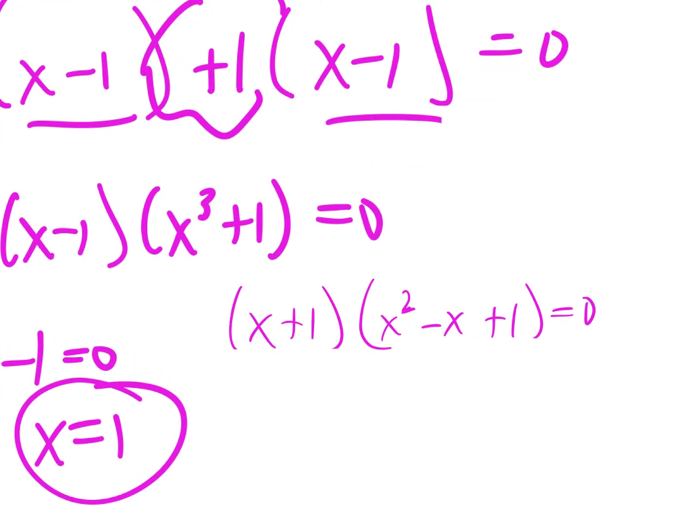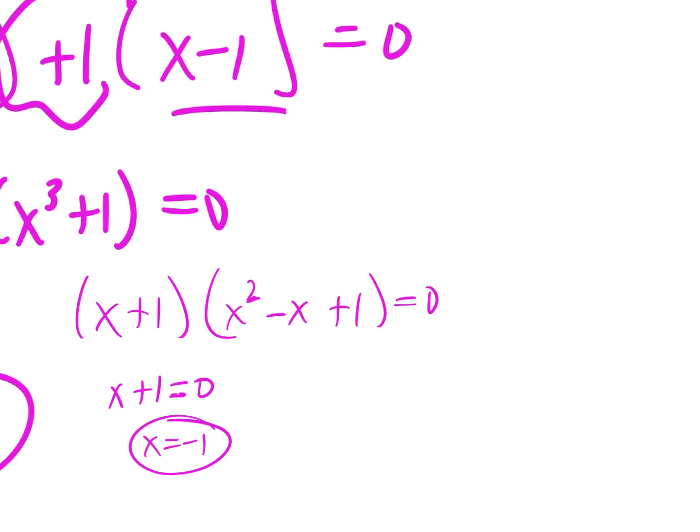So I end up now with another parenthesis I can set equal to 0. So x plus 1 equals 0, x equals negative 1. And then I come over here and I say, okay, can I factor? Are there factors of positive 1 that'll multiply to give me positive 1, add to give me negative 1? No, so I have to use the quadratic.